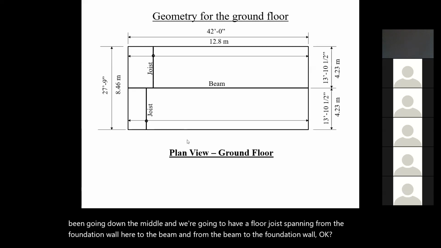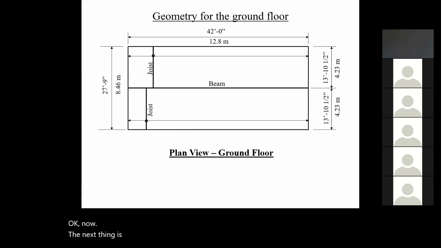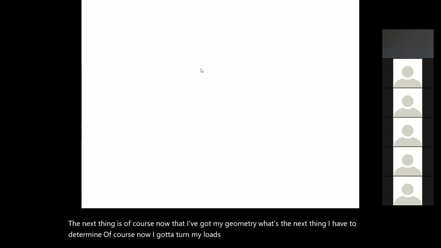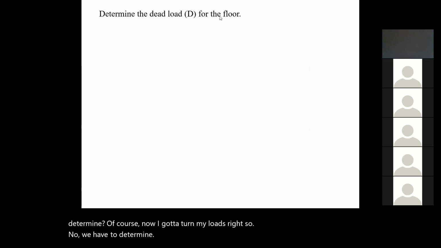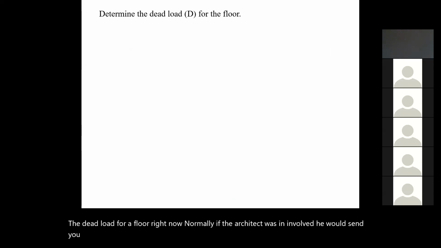Now, the next thing is, now that I've got my geometry, what's the next thing I have to determine? Of course, I've got to determine my loads. So now we have to determine the dead load for a floor. Normally, if an architect was involved, he would send you a little detail on his drawing called a floor assembly. He will tell you how he's planning to construct the floor.